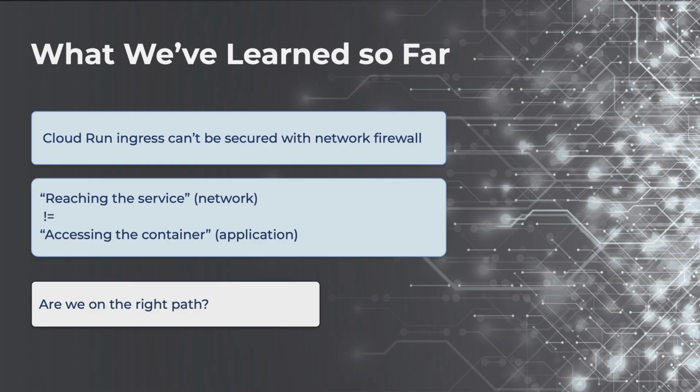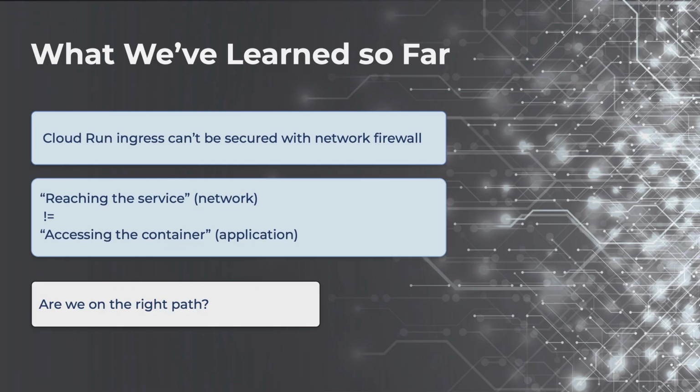Okay, let's recap for a moment. We've seen how the firewalls are treating Cloud Run, but we've also seen that reaching the service on the network doesn't actually mean that you automatically have access to the container. And this is great from the security perspective because you basically eliminate a whole class of attack surface: the escape to the container and the lateral movement that follows.